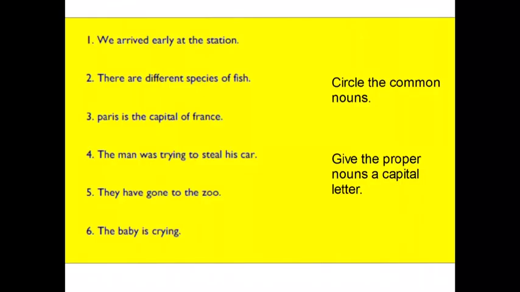Here is another opportunity for you to practice your knowledge of common nouns and proper nouns. Can you go through the 6 sentences, circle any common nouns, and give any proper nouns a capital letter? Okay, number 1. We arrived early at the station. Station is our common noun. There are different species of fish. Fish is a common noun, as is species.